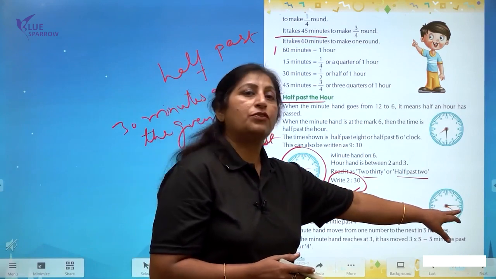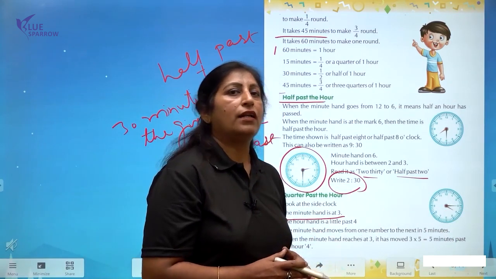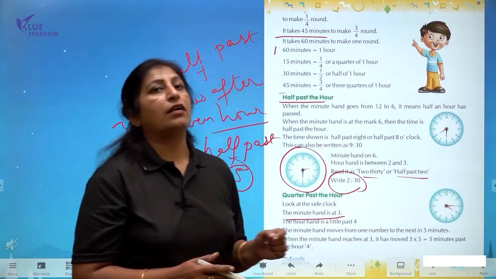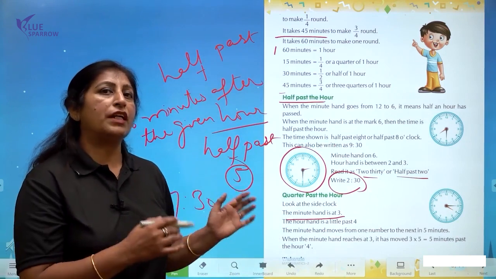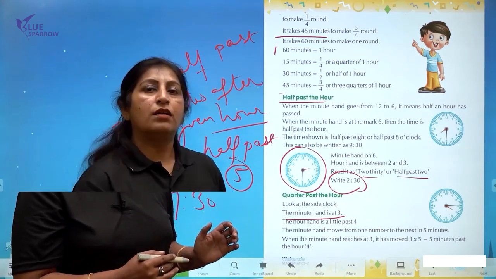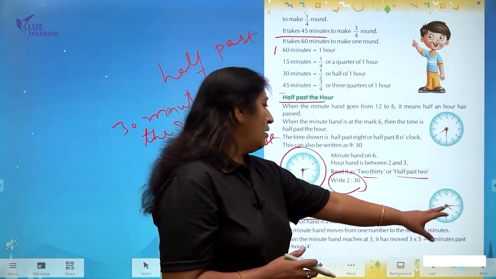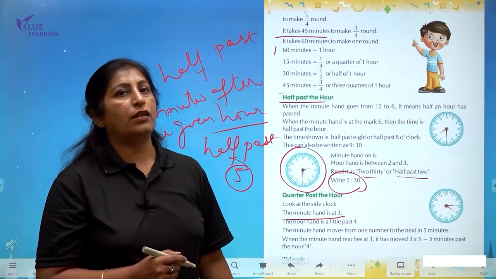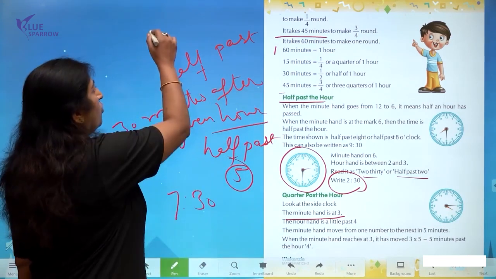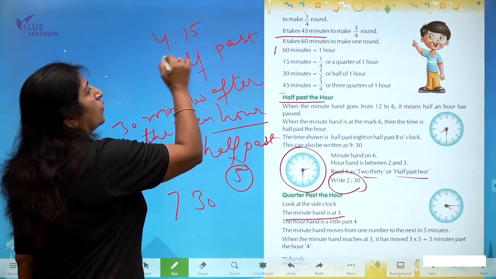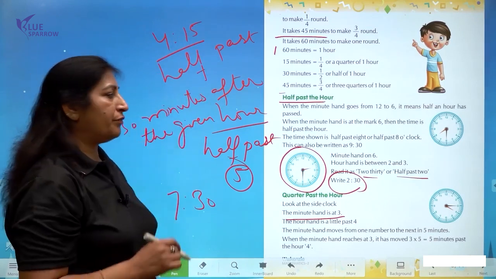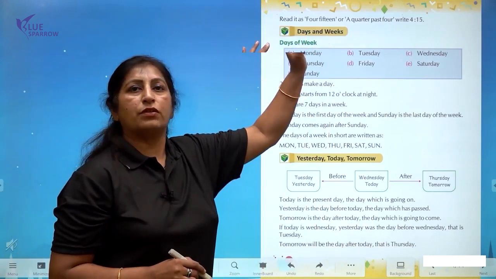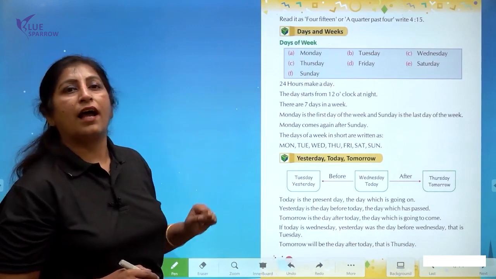Suppose the minute hand is at 3. You know that while going from one number to another, the minute hand covers 5 minutes, and when it is at number 3, it means 3 fives are 15 minutes it has covered. So this time would be read as quarter past 4 or 15 minutes past 4, or you can write it in numbers as 4:15. In words, you can write quarter past 4.